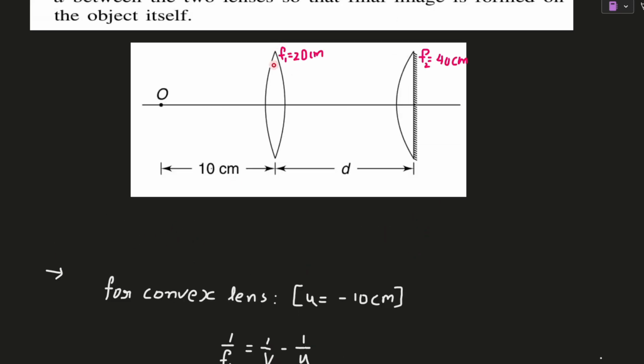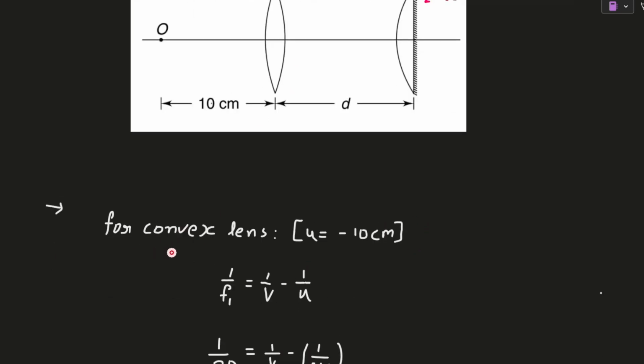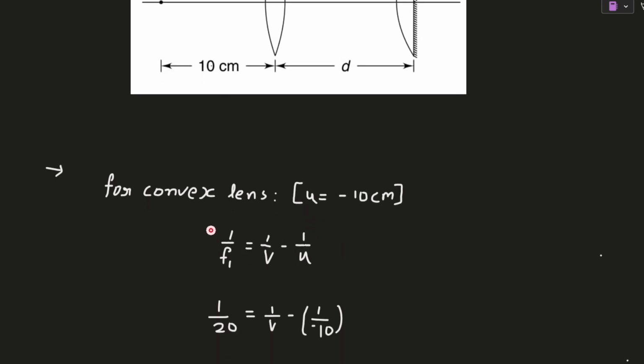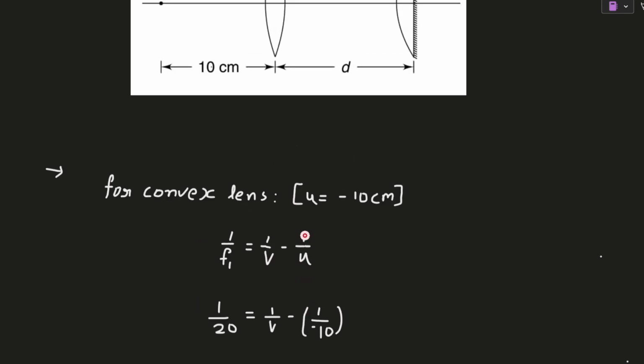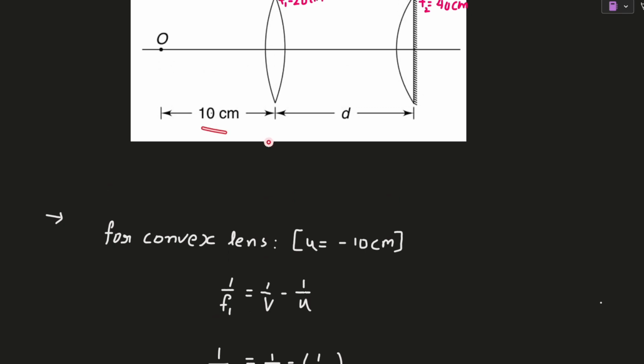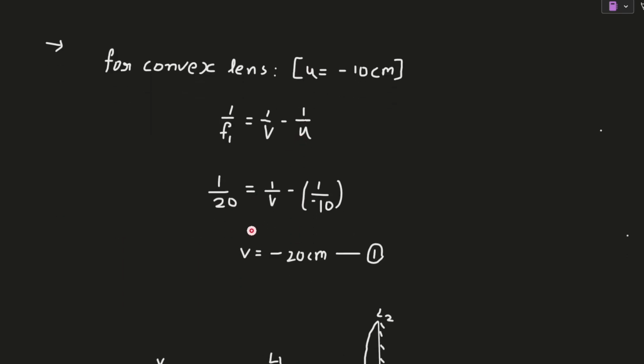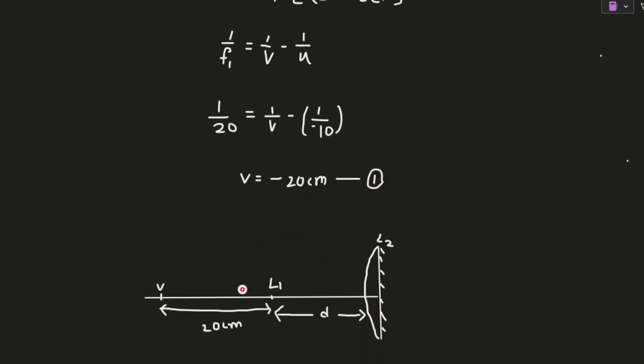So first we write equations for the convex lens. For the convex lens they have given u equals minus 10 centimeters, basically the object distance. So I use the lens law, 1 by f1 equals 1 by v minus 1 by u. You know the sign conventions, right? So focal length equals positive 20 centimeters and object distance we know is minus 10 centimeters, basically on the left side of the lens. Here we assume negative and here positive. After calculating we got image distance as minus 20 centimeters. So it is the image distance for the convex lens, 20 centimeters.